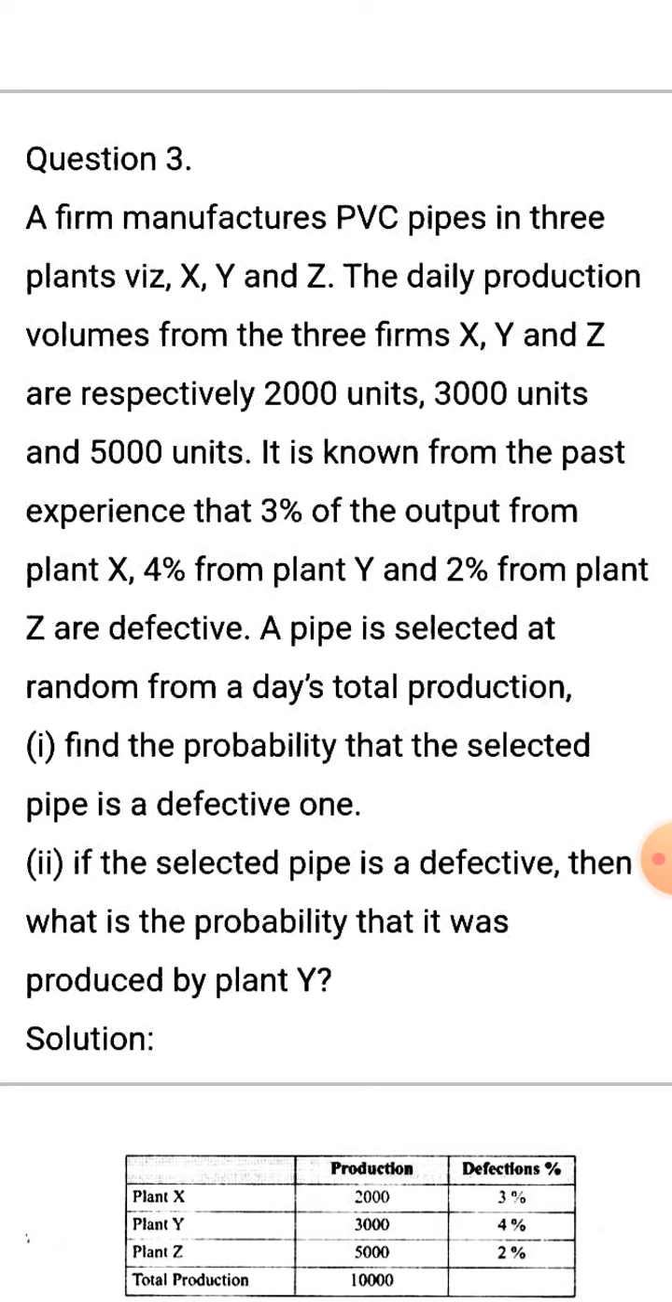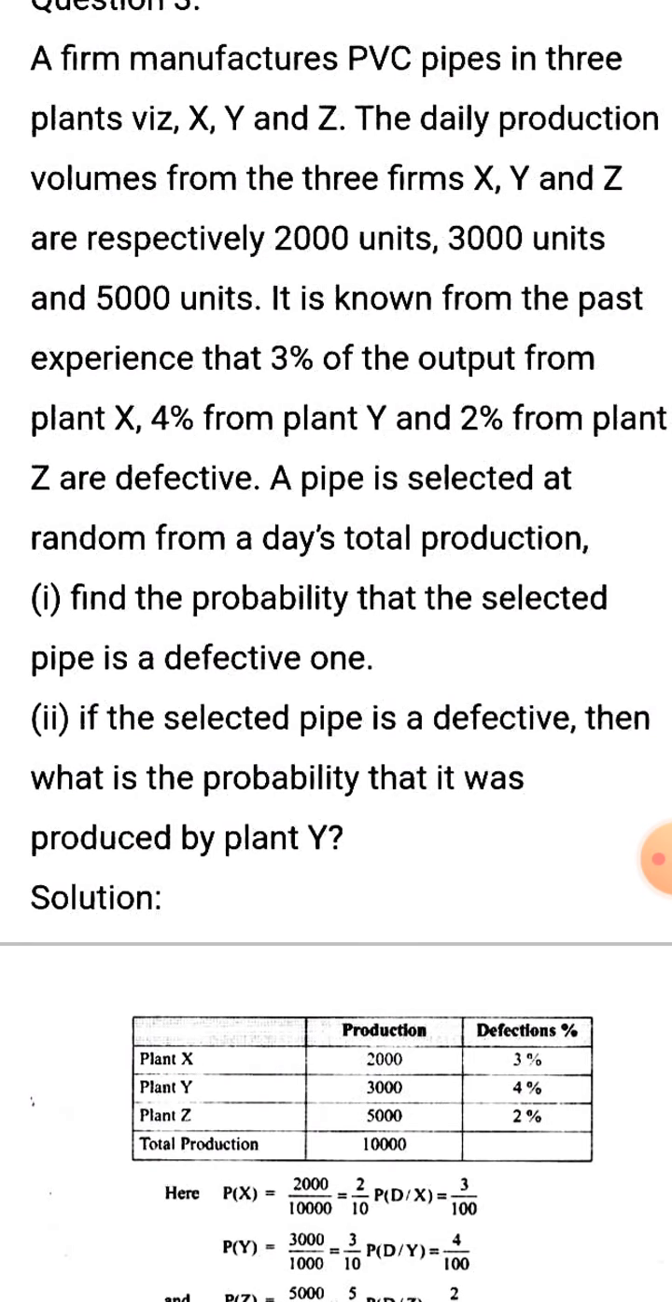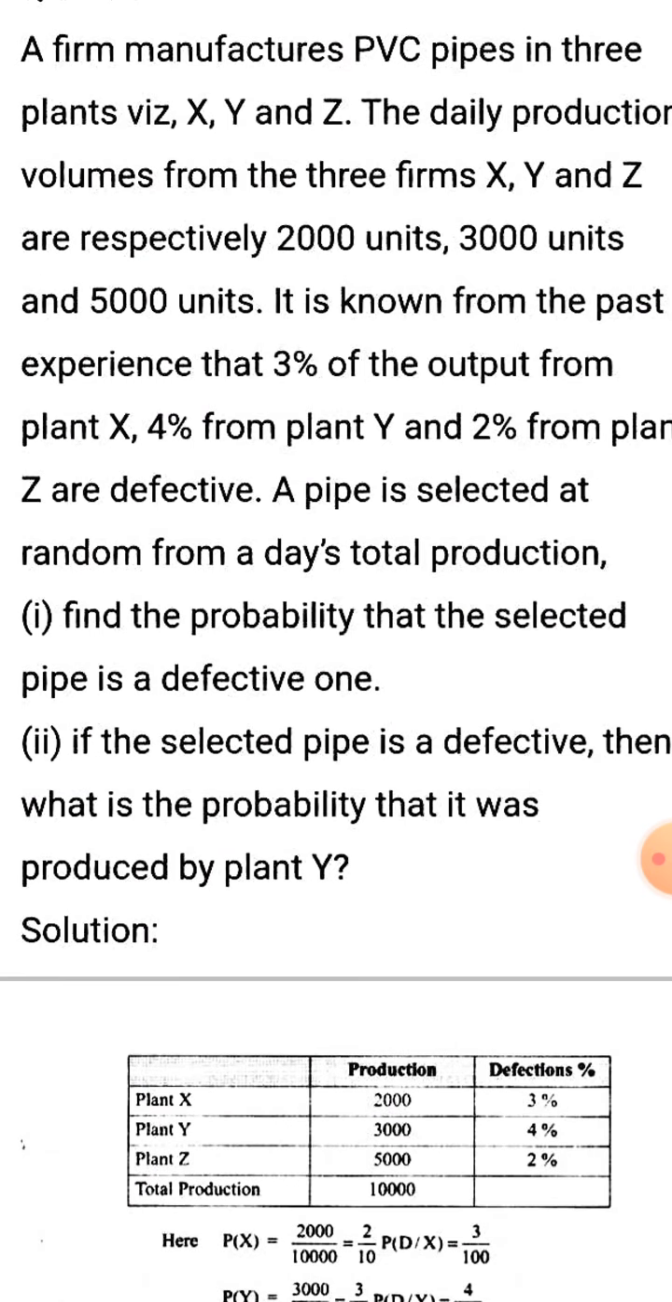So how many plants are there? Three plants X, Y, Z. How many units did they produce? X 2000, Y 3000, Z 5000. This is the production in units. What was the defective percentage? X is 3%, Y 4%, Z 2%. So what is the first question? Find the probability that the selected pipe is a defective one.